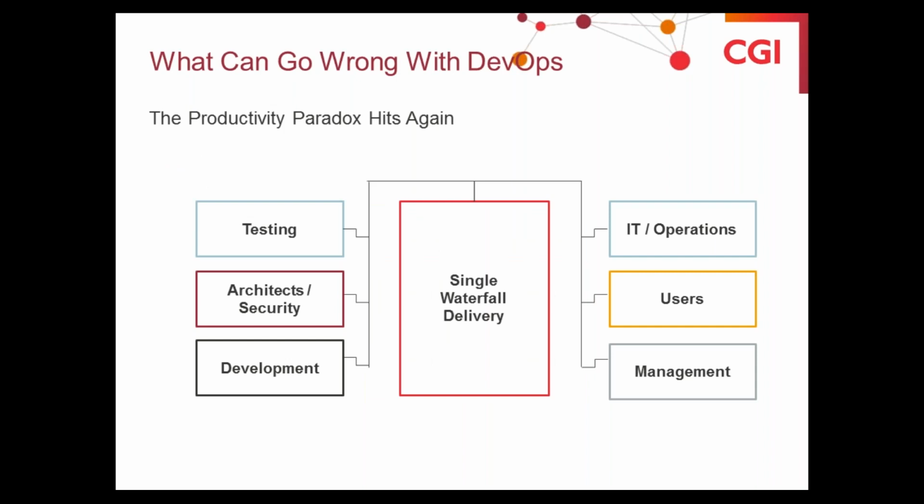So we've had our old standard, single waterfall delivery. And again, I've worked on waterfall projects for a lot of my career. It's good, it works well for the right projects. But you've got separate testing, architect and development teams, IT and operations are separate, users and management are separate, and those all feed into that one big waterfall delivery. So you've got your single point of failure. If that big delivery that you're making every 6 months or a year fails, then you're not seeing anything.